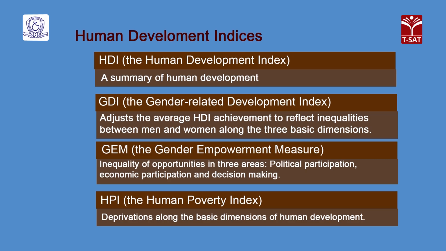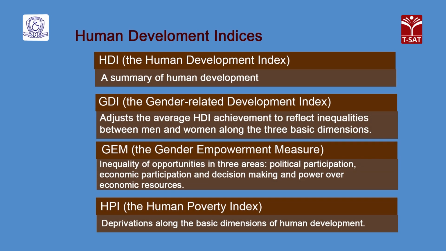HPI, the Human Poverty Index. It is an index that measures deprivations along the basic dimensions of human development. It combines the proportion of people in a country expected to die at a relatively early age, for example 40 years in developing countries and 60 years in developed countries, illiteracy, and poor access to the overall economic resources needed for a decent standard of living. Human development indices were one of the innovations of the reports. They deliberately shifted attention from an exclusive preoccupation with economic indicators such as GNP per capita to human indicators.